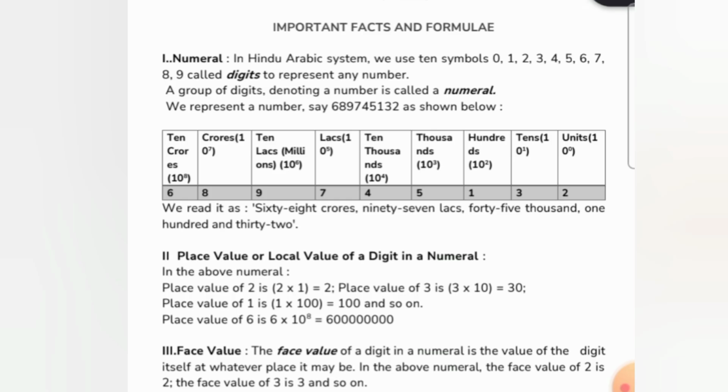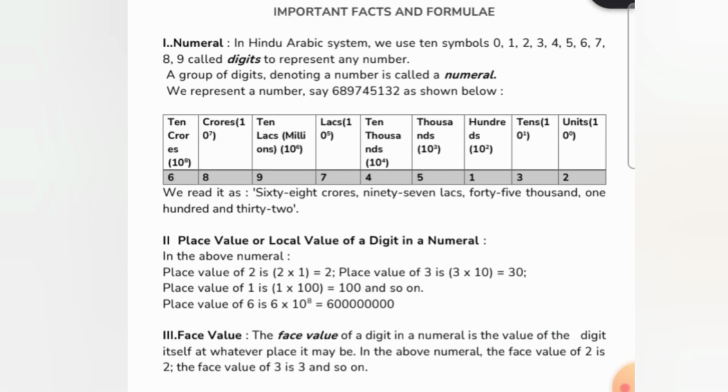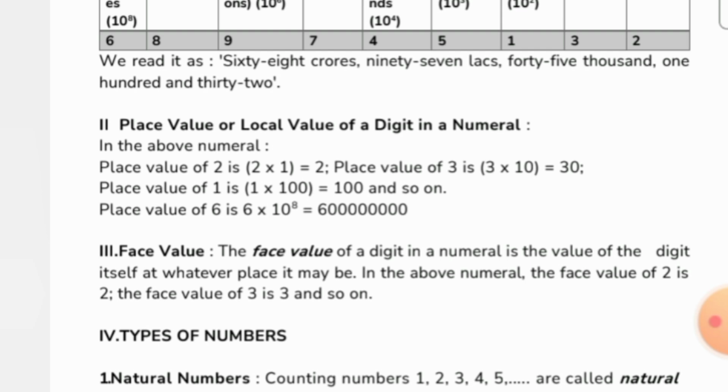In this numeral, every digit has a place value and a face value. So what is place value? Place value is the value of a digit according to its position in the number. The place value of 2 is 2, the place value of 3 is 30, the place value of 1 is 100, and so on. And what is face value? The face value of a digit in a numeral is the value of the digit itself at whatever place it may be. In the above numeral, the face value of 2 is 2, the face value of 3 is 3, and so on. Hence, we can see that the place value and face value of the unit digit are the same.